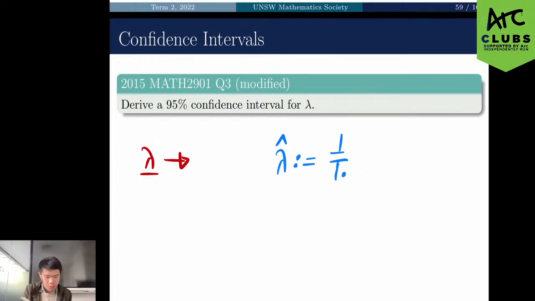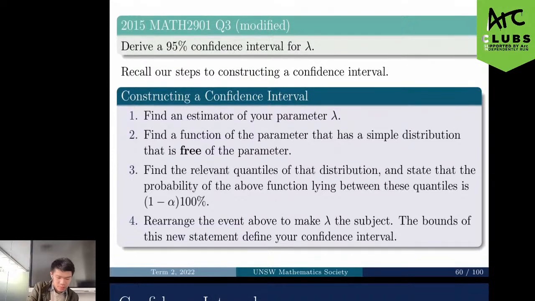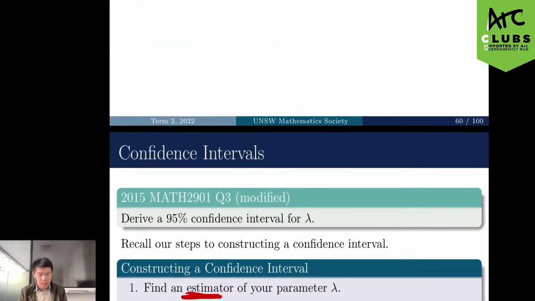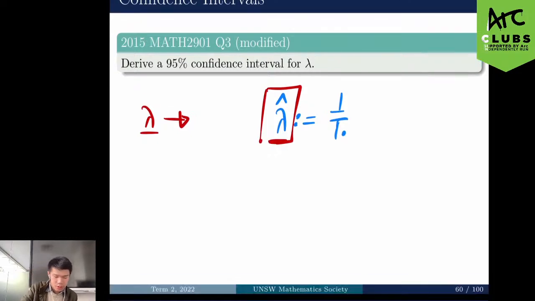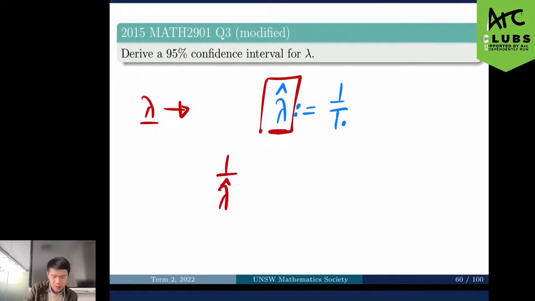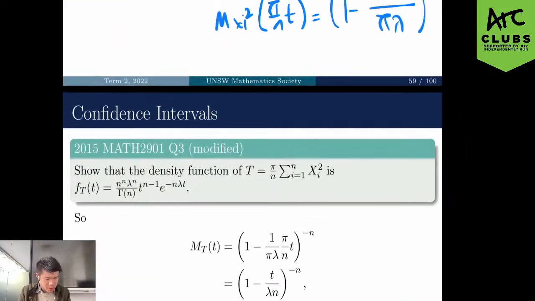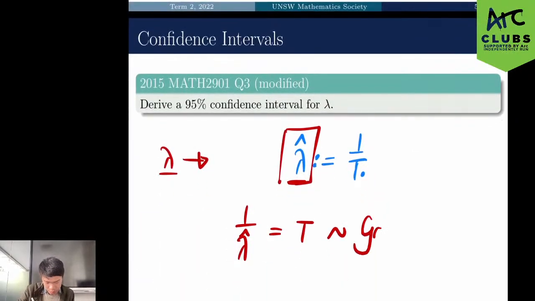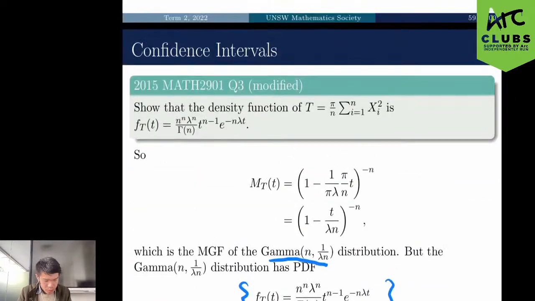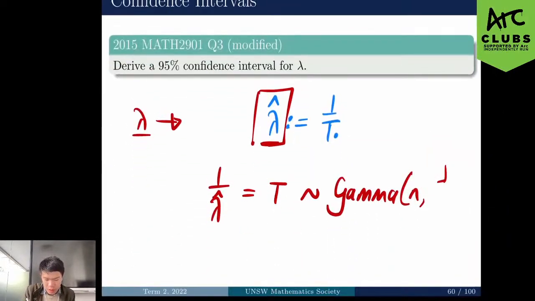What we want to do is find a distribution in terms of this estimator. Remember from our steps before: find an estimator, then find a function of the parameter that has a simple distribution that is free of the parameter. So try to take this and reduce it to a distribution that doesn't have lambda in it. First, 1 on lambda hat is equal to T, and that has, remember from before, a gamma n, 1 on lambda n distribution.